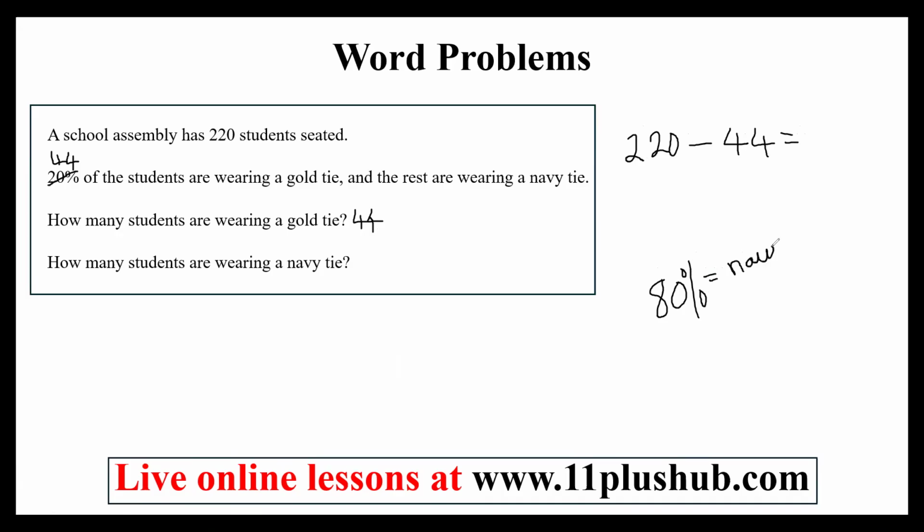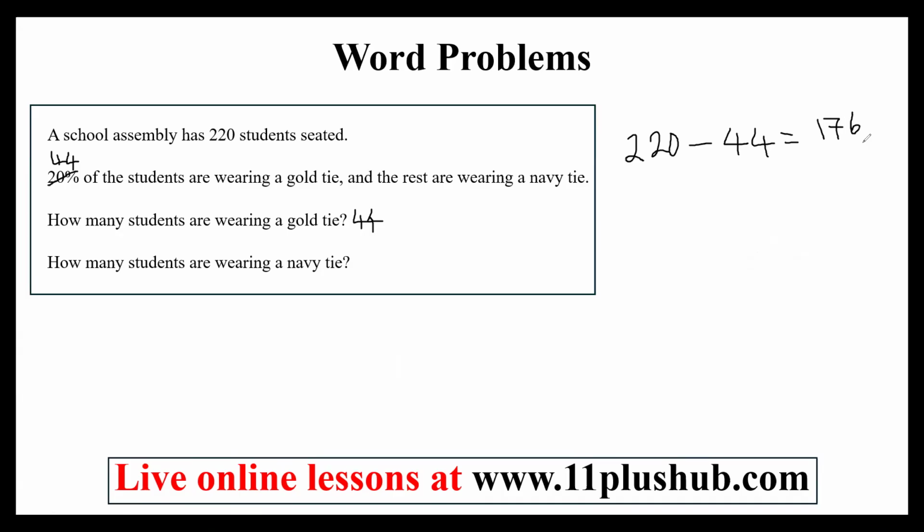So what we could do instead is we could use our new technique and find 80% of 220. It doesn't matter which method you've used. We've already used the method to figure out that 44 are wearing the gold tie. So whatever you're more comfortable with. But the answer in any case is going to be 176.